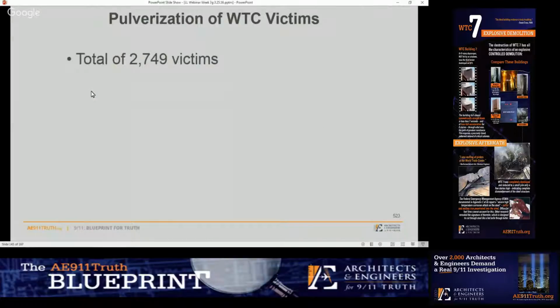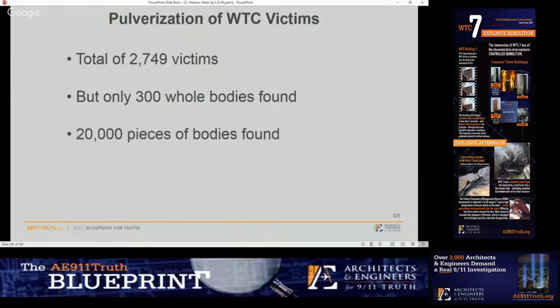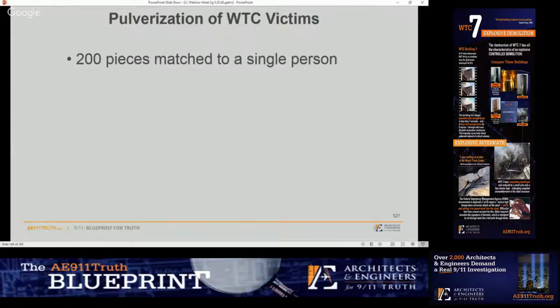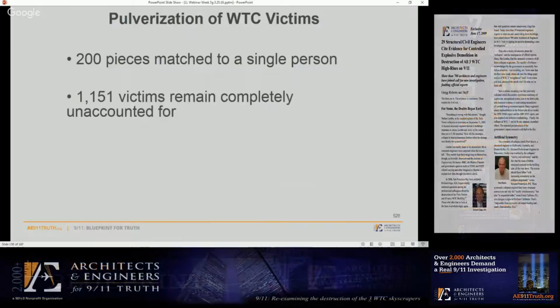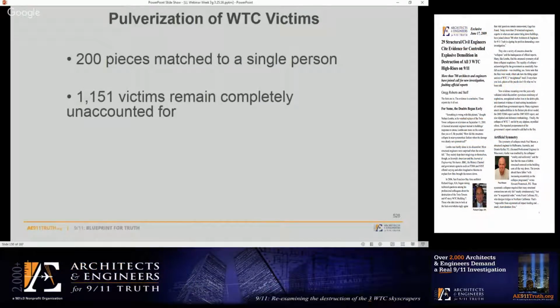We had 2,750 victims, but only 300 whole bodies were found. What about the rest? We had 20,000 pieces of bodies altogether, 6,000 of them small enough to fit into a test tube. And yet, 200 pieces matched to one single person. And still, more than 1,151 victims completely unaccounted for. Not even a piece found the size to fit into a test tube. These people are evaporated, vaporized.